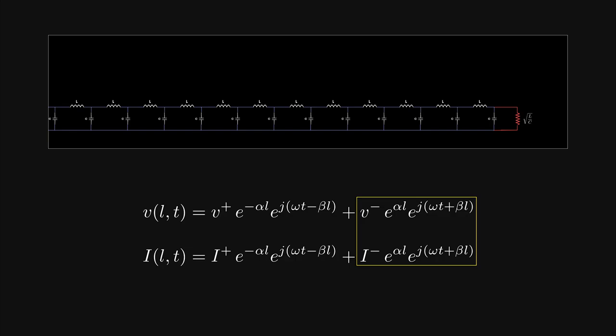We will talk about reflections in more detail, but now, let's assume that the line is infinitely long, so the signal will never reach the load. There is only forward wave. There is no backward or reflected wave. In other words, let's see what happens to the signal while traveling through the line before reaching the load.